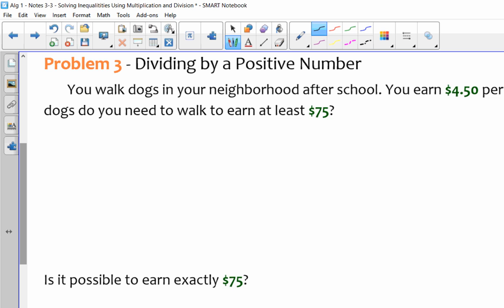I don't need you to write down the whole thing. We're just going to be walking a dog. I'm going to earn $4.50 per dog that I walk. And then I'll need to know how many dogs I have to walk to earn at least $75. Well, first off, I'm going to use a variable for dogs because that'll change. Okay. And I make $4.50 per dog.